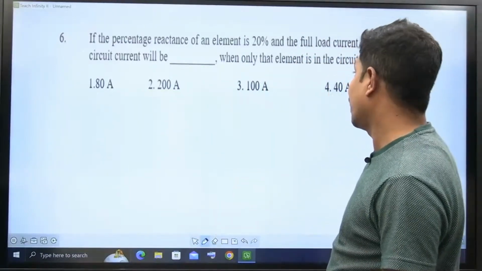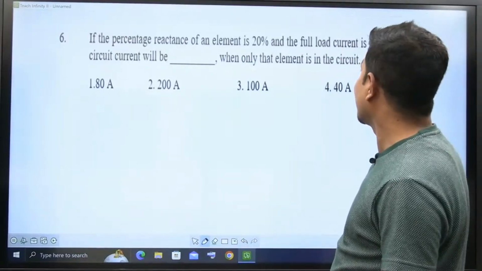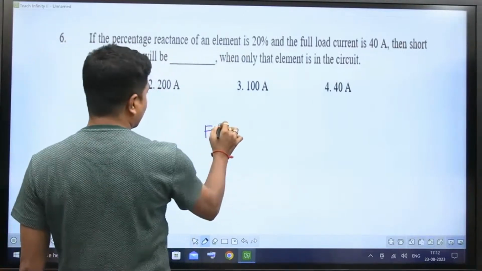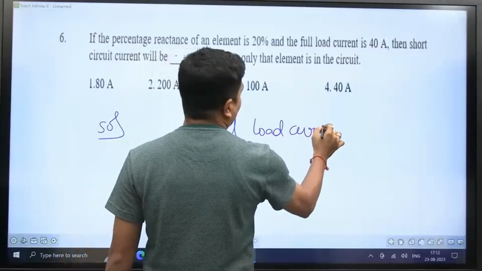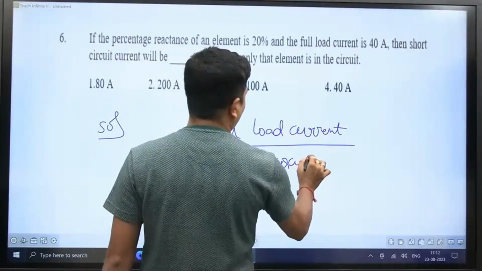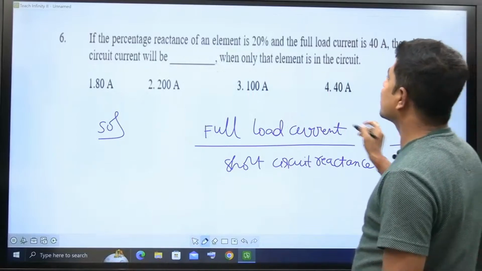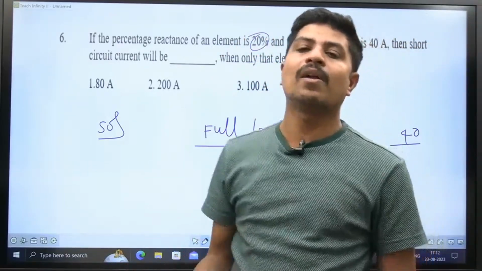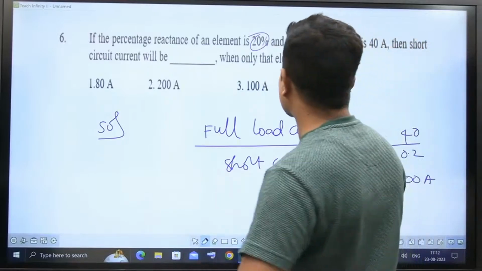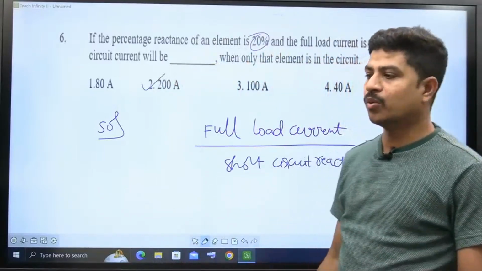If the percentage reactance of an element is 20% and the full load current is 40 amperes, then the short circuit current will be dash amperes when only that element is in the circuit. That is a very simple formula. Short circuit current is equal to full load current divided by short circuit reactance. The full load current given is 40 amperes, and the reactance is 20%. In percentage it is 20, which means the normal value is 0.2. The answer will be 200 amperes. He asked about the short circuit current. How much is it? 200 amperes. Option 2. Question 6 is option 2. This is also a direct question.